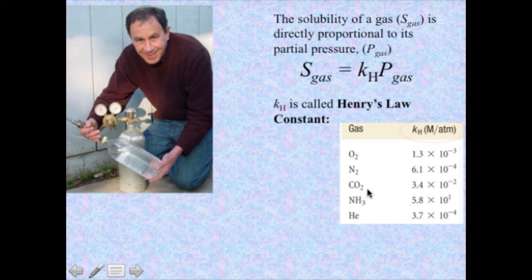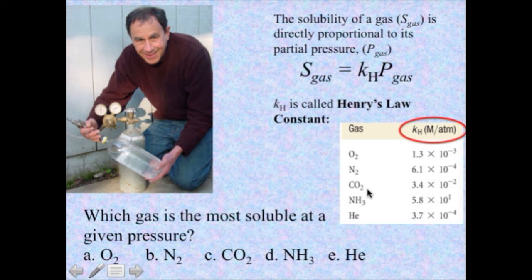So which gas here is going to be more soluble at a given pressure? Oxygen, nitrogen, carbon dioxide, ammonia, or helium? And here you peruse, and you see the one with the highest Henry's law constant is ammonia, and that's the one that's going to be most soluble at a given pressure.